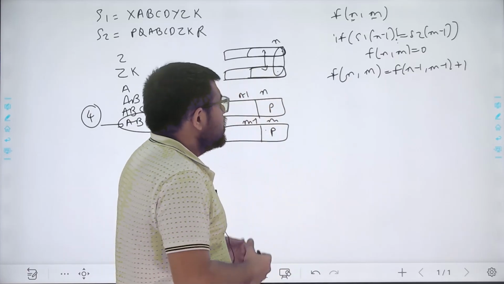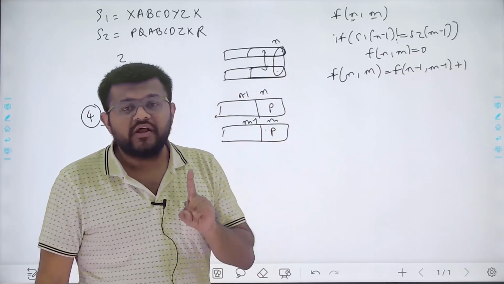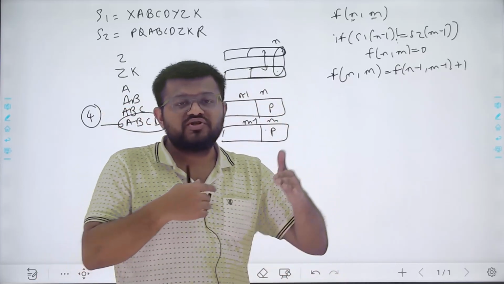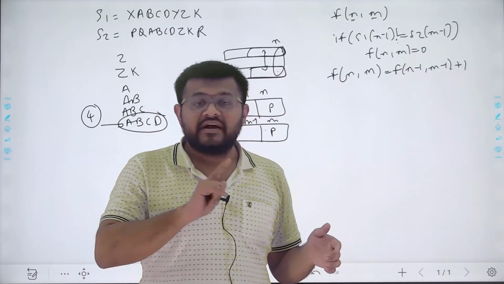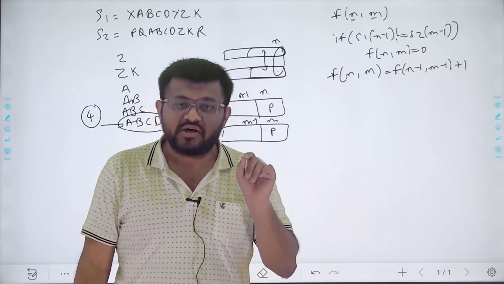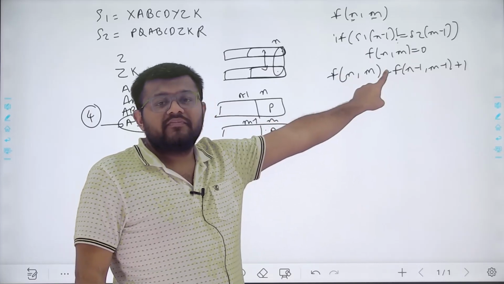Right now you understand here f of n comma m is not giving me the length of the longest common substring considering the first n characters of the first string and m characters of the second string. That is not the case. It is giving me the length of the longest common substring ending specifically at the nth position and at the mth position.